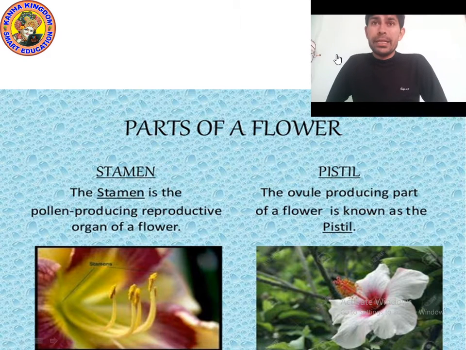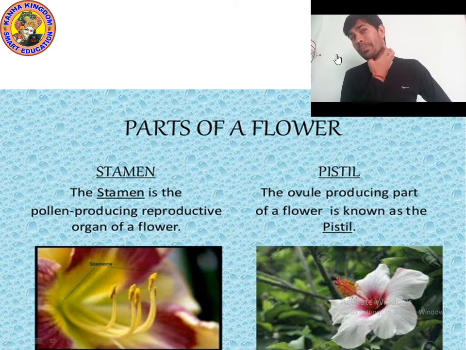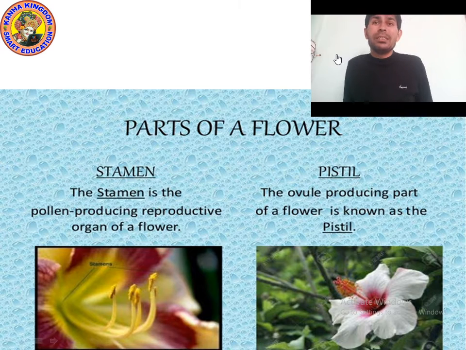Okay, stamen and pistil. So stamen. Stamen is known as the male, M-A-L-E, male part of a flower, and pistil is known as a female part of a flower. Yes. So remember, kids, what is stamen? Stamen is a male part. What is present in the stamen? In the stamen, cell is present.